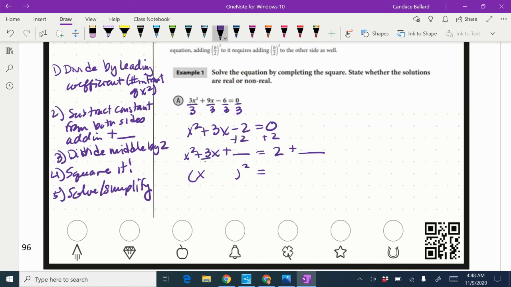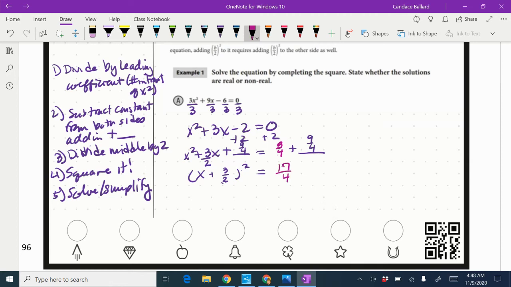So I'm going to divide this by 2. When I divide that by 2, I get 3/2. And then I'm going to square that. That's kind of my hint right there, to square it. I would get 9/4. And I'm going to add that 9/4 to both sides. I'm going to work a little bit smarter on the right side. I'm going to turn that 2 into an 8/4, because that's another name for 2, and then I have a common denominator. 8/4 plus 9/4 is 17/4.